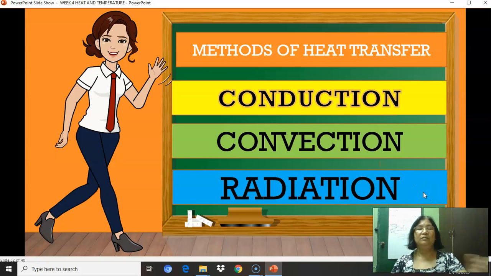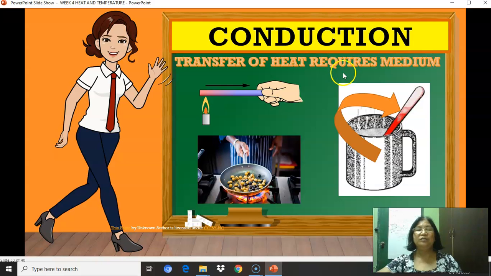Okay, so let's go now to the methods of heat transfer. Paano ba na ita-transfer ang heat energy? So there are three methods. One, conduction, another, convection, and the third one is radiation. So what is the difference between three methods? So let's start with conduction. When we say conduction, the transfer of heat requires medium. Dapat may materials na in contact. For example, itong lighted candle, tapos yung metal rod, idinikit mo. So from this, the flow of energy is going to the hand, because the molecules continuously travels going to your hand. So from body to body to body.